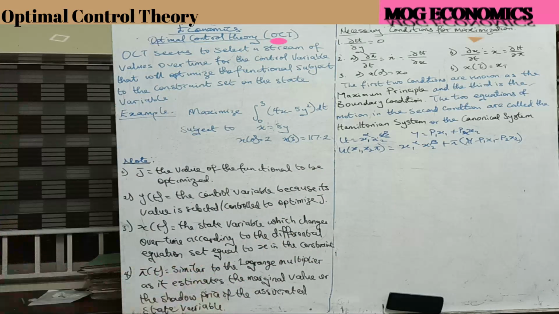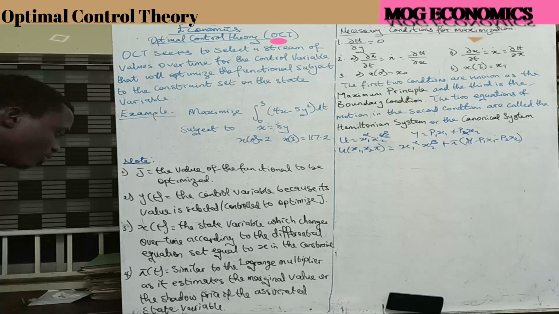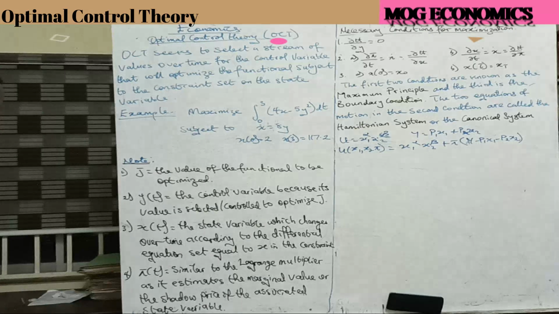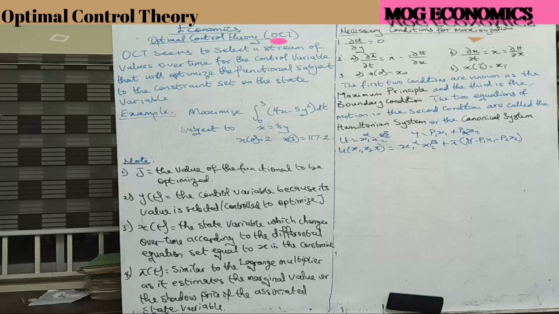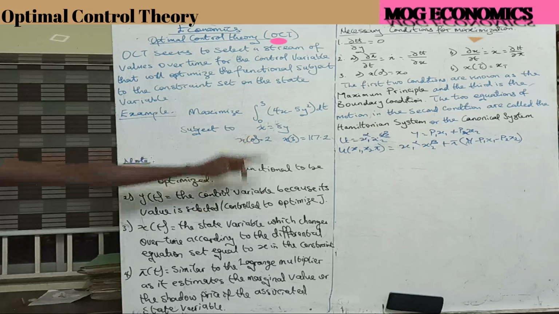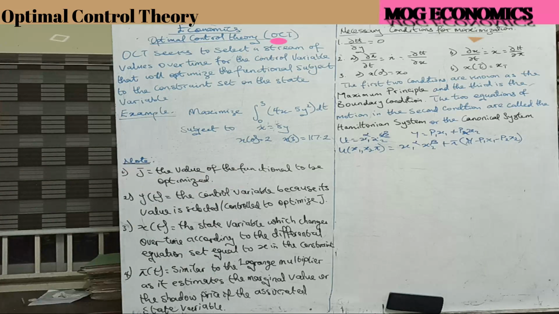So the same thing here. It's similar to the Lagrangian multiplier. It estimates the marginal value, or the shadow price, of the associated state variable. So that's the marginal value of this guy. We kind of memorize it, but at least you know what the lambda is doing.